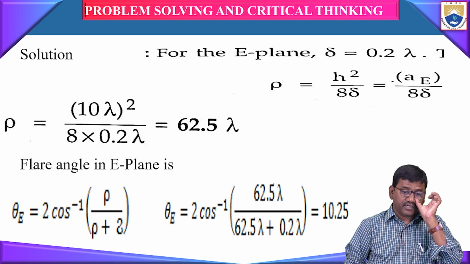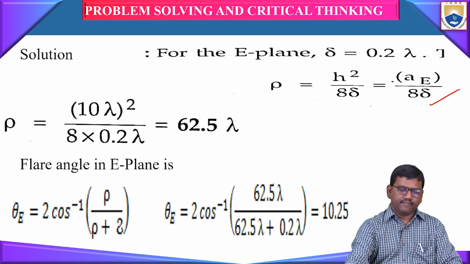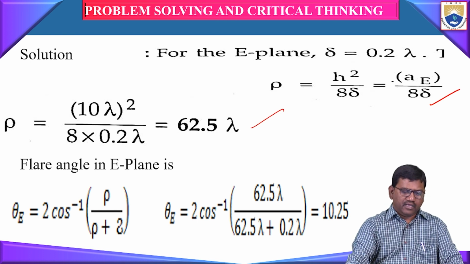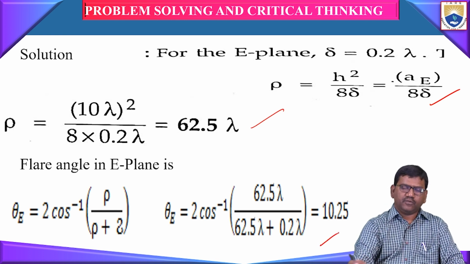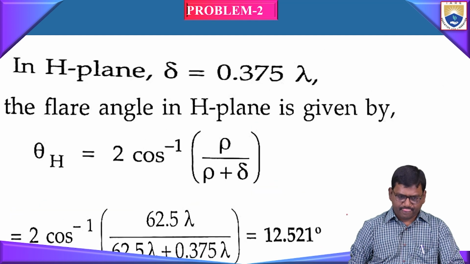So this is how to find out the value in the E plane. Rho is equal to h square by 8 delta, that is AE square by 8 delta. From this we get the value of rho as 62.5 lambda. The flare angle in the E plane is given as rho by rho plus delta. Substitute the values of rho and rho plus delta, and here you can get 10.25.